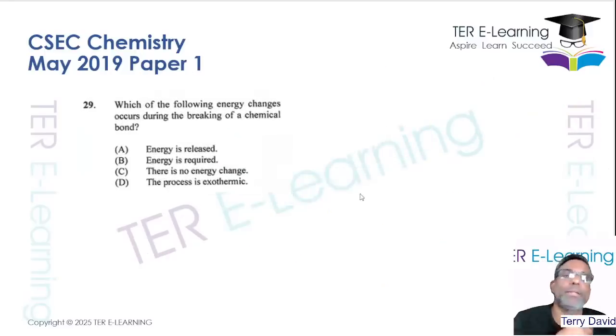Question 29. Which of the following energy changes occurs during the breaking of a chemical bond? So we're going back to bonding here. What's the answer for this one?